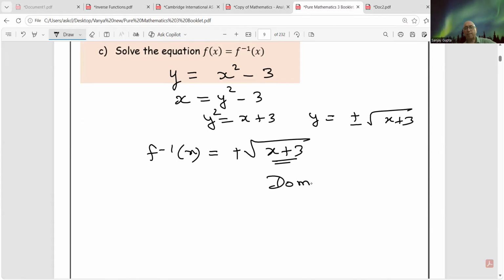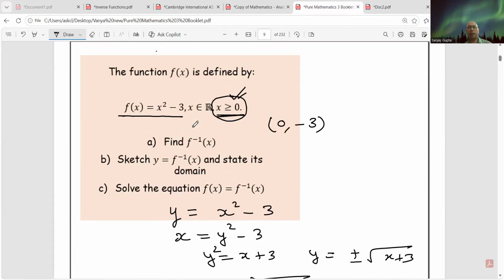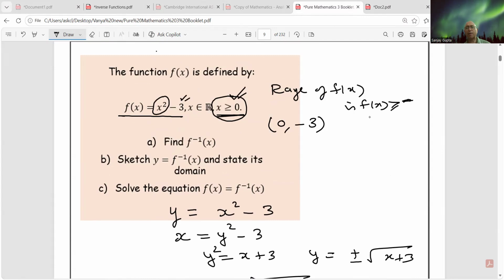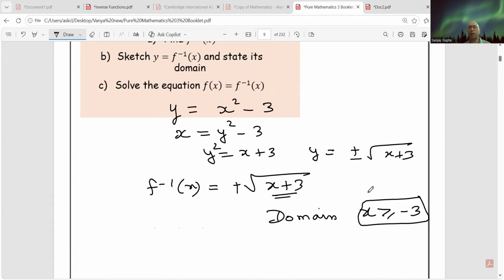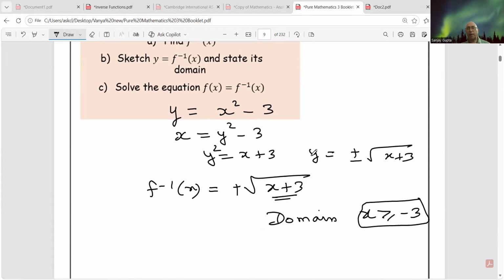But the domain of this function is x greater than or equal to minus 3, which you can also see is the range of f(x). What is the range of f(x)? A positive number added to minus 3. So range of f(x) is f(x) greater than or equal to minus 3, which is also coming here as the domain of f inverse. Right? And that is how we can do it.